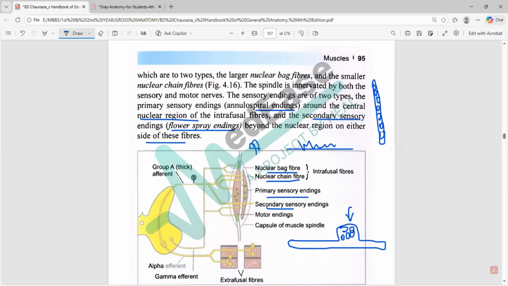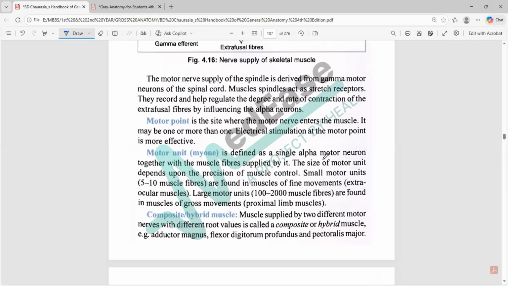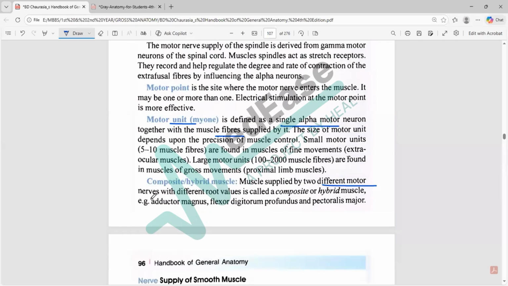Now we talk about the motor unit. A motor unit is defined as a single alpha motor neuron with the muscle fibers it supplies to produce a contraction. Then we have the composite or hybrid muscle, which is supplied by two different motor nerves, which include the adductor magnus and the pectoralis major. These are mainly supplied by two nerves.